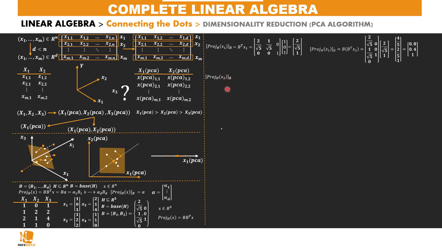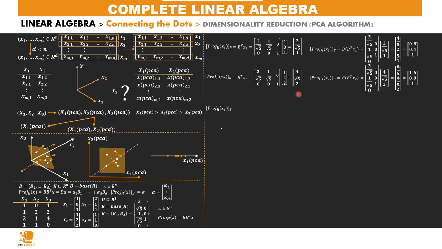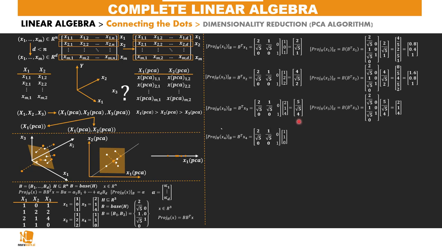The orthogonal projection of x2 on H in the base B is given as B transpose x2, which is this times 1, 2, 2. This is x2, and this equals 4/√5, 2. Then this orthogonal projection in the canonical base is B times B transpose x2. Simply multiply B with this, and this gives us 1.6, 0.8, 1. So in the canonical base it has these coordinates, whereas in this base made of just 2 vectors, B1 and B2, its coordinates are 4/√5, 2. We can go on with x3, and then finally for x4, its coordinates in the base B are 3/√5, 0, and its coordinates in the canonical base are 1.2, 0.6, 0.